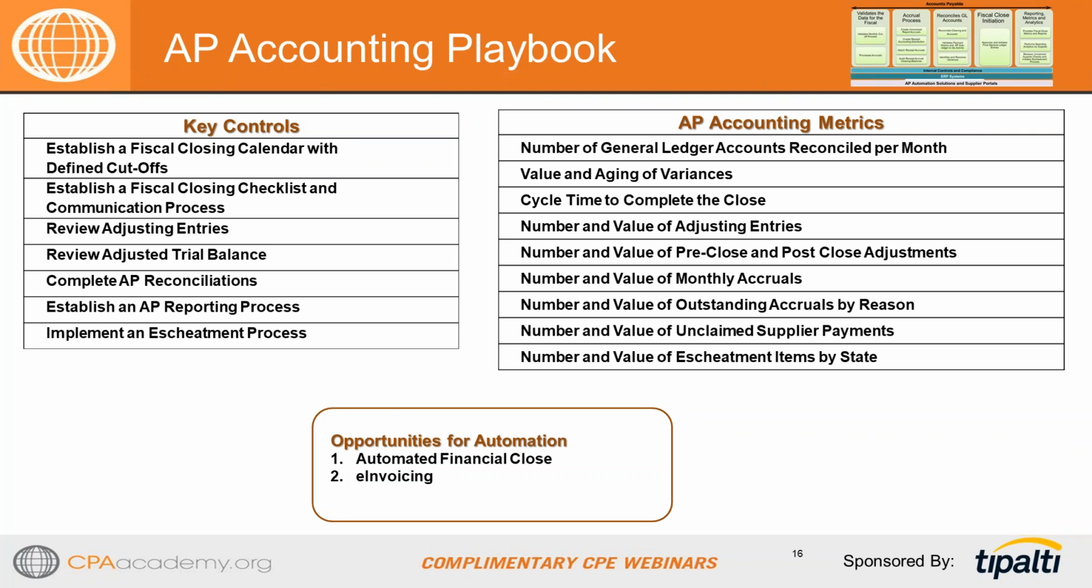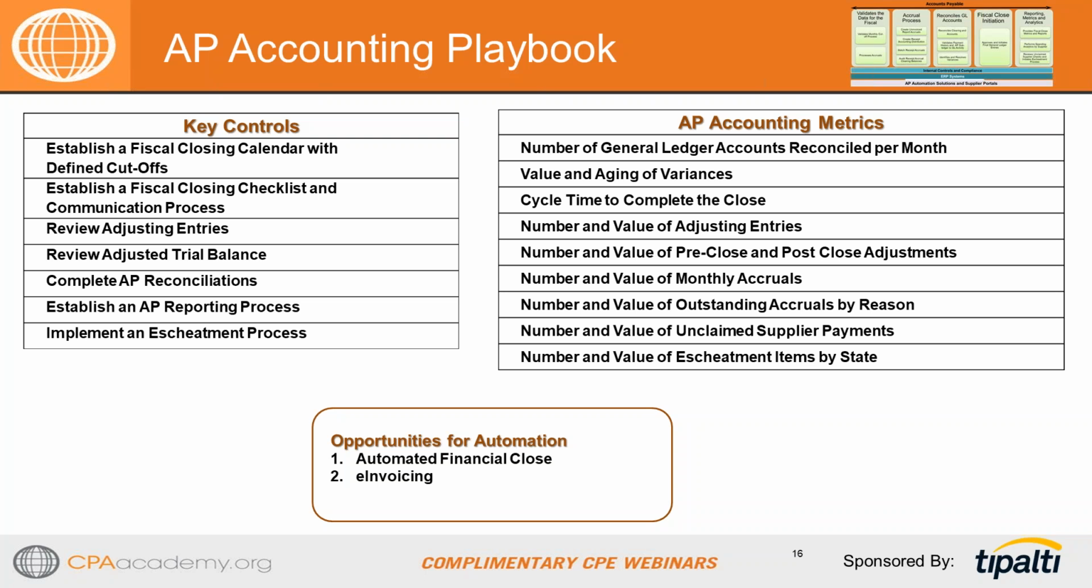Here's what our playbook looks like in the AP accounting space. We would want to make sure we're using the proper fiscal calendar with cutoffs, and accounts payable usually has a very detailed fiscal closing checklist and communication process: review any adjusting entries, trial balance, any adjustments to trial balance, pre-close, post-close, complete AP reconciliations, and implement an escheatment process.